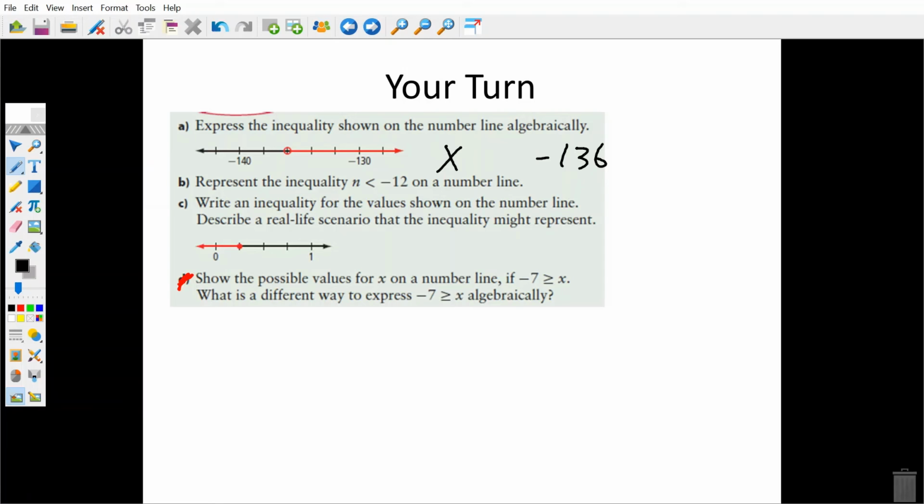Get my variable in there. My line is going to the right, and the circle is not colored in. The line is going to the right, so that means greater than. X is greater than negative 136.